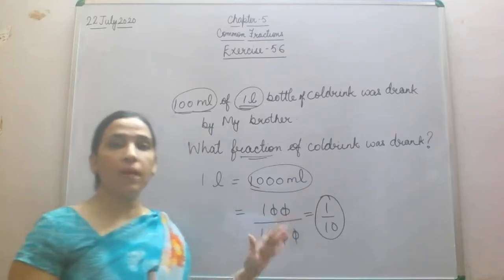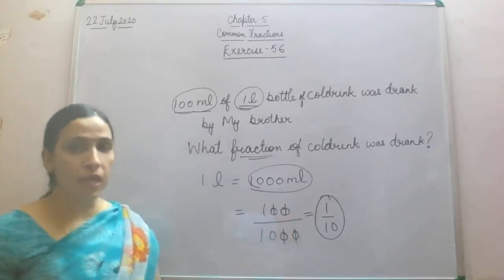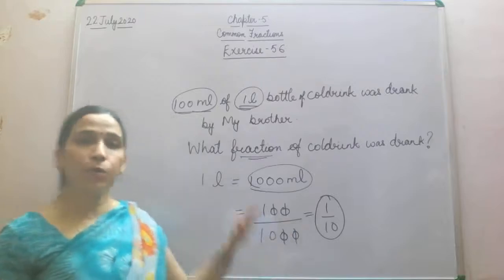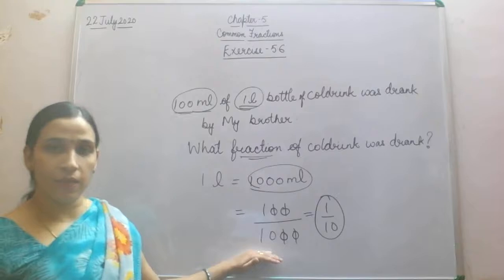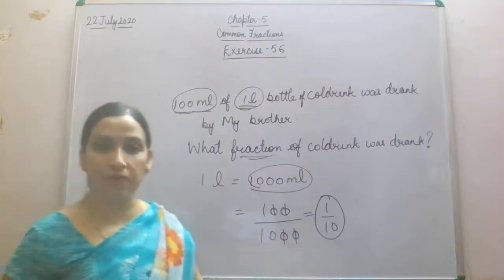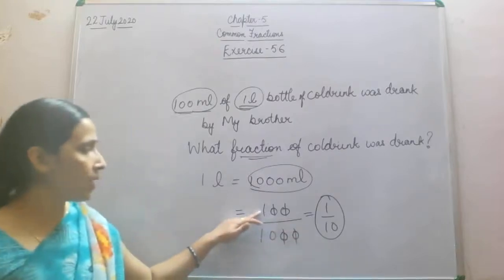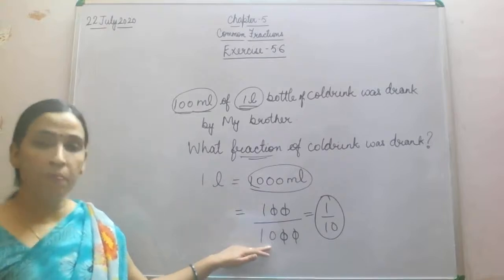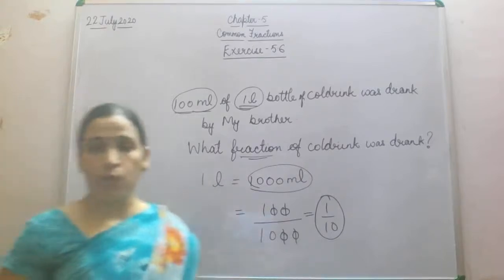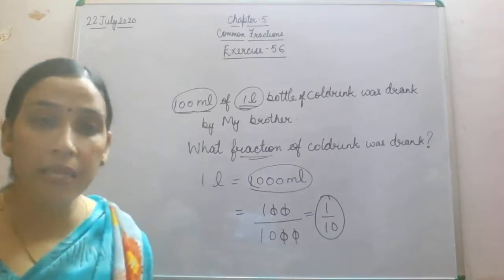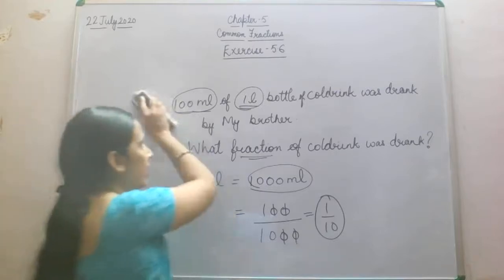This one example I have taken from your day-to-day life, that 100 ml. You can make it 200 also. Then this answer is going to change. Fine. So that will become 1 by 5, because 2 will be here, so 2 will be multiplied by 10. 2 fives are 10. That will be 1 by 5. So like this you can see many examples from your day-to-day life.